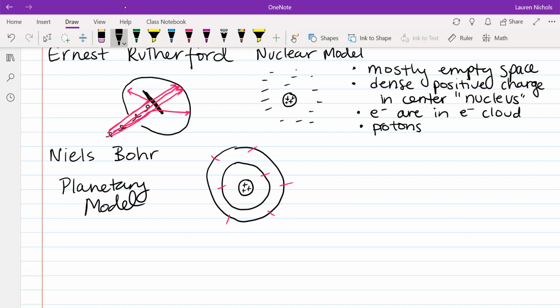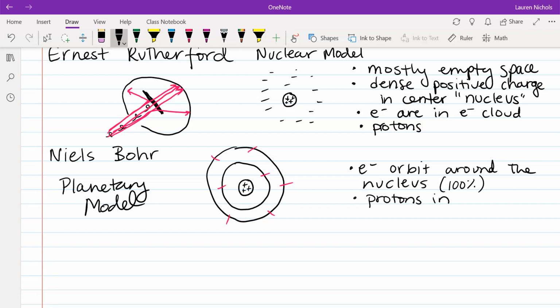And so, with his model, some pros are that the electrons orbit around the nucleus, and that gives us a pattern. Rutherford and J.J. Thomson all had the idea that the electrons are just kind of random. He said that you could 100% of the time find an electron in that orbit. He said that's kind of where they always stay. He still had protons in the nucleus. That stayed the same. The main difference is the new pattern with the electrons.